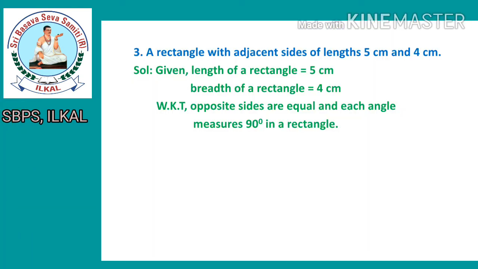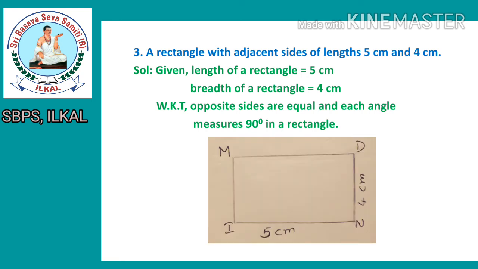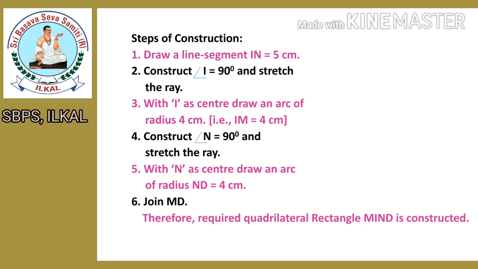Third question, a rectangle with adjacent sides of lengths 5 cm and 4 cm. Solution, given length of a rectangle is equal to 5 cm, breadth of a rectangle is equal to 4 cm. We know that opposite sides are equal and each angle measures 90 degree in a rectangle. Here is the rough figure. Let's construct this quadrilateral along with the steps.